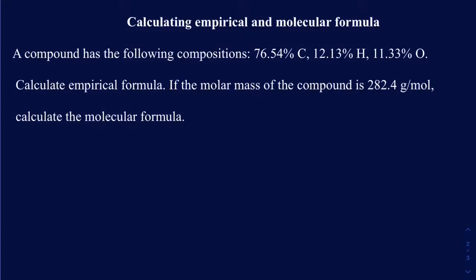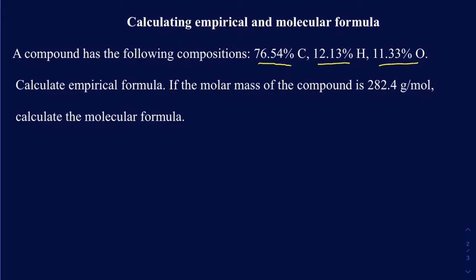Alright, in this video we're going to be calculating the empirical formula and then the molecular formula of a compound that has the following composition. In this case, you are told you have 76.54% carbon, 12.13% hydrogen, and 11.33% oxygen, and those are the three elements that make up that compound.